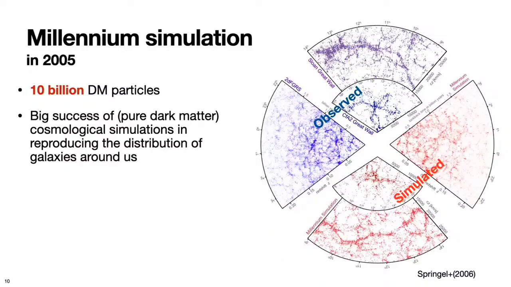Then there is this landmark Millennium simulation, which was already mentioned on Monday, where using pure N-body simulations of dark matter with many, many particles, 10 billion dark matter particles, they could kind of reproduce the observations of the local universe around us, so the cosmic web.